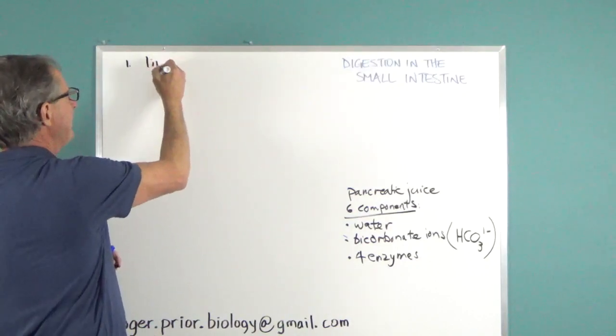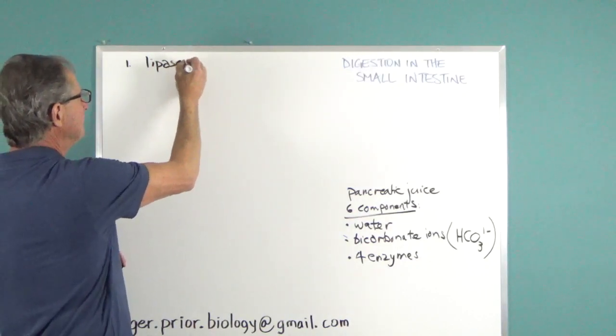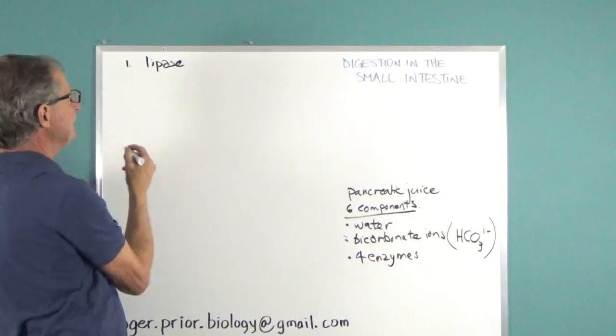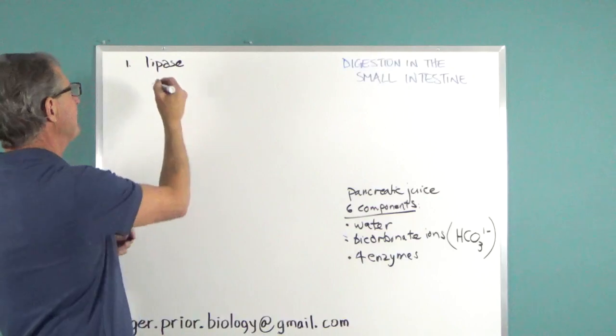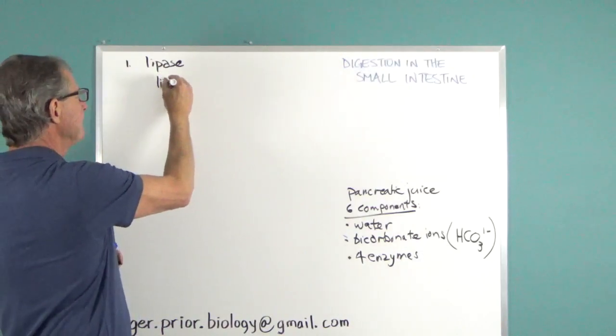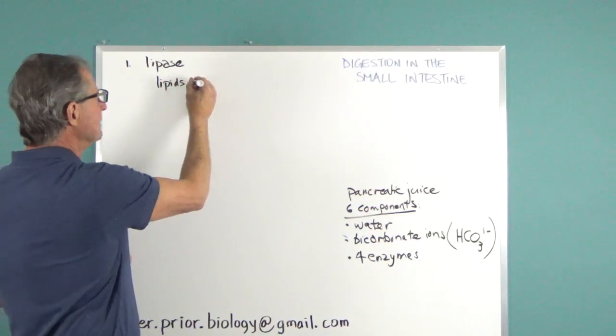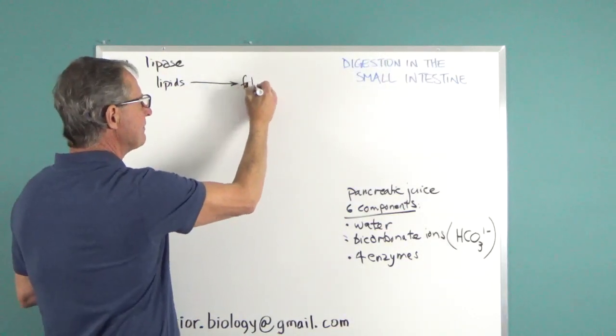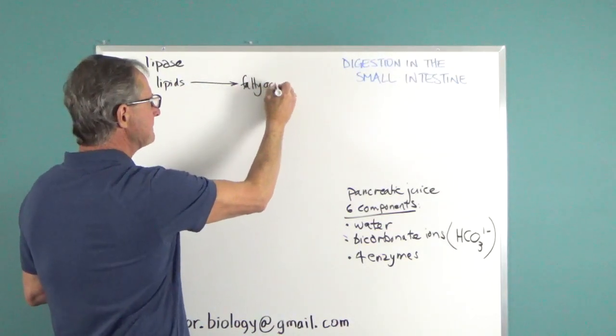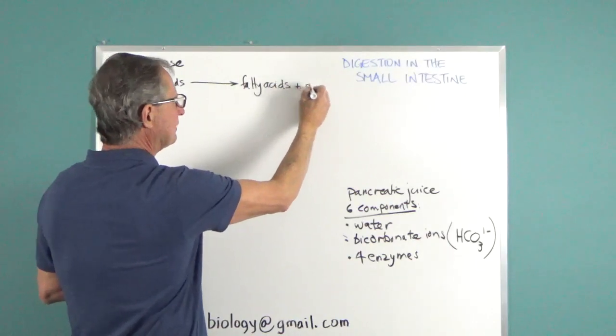Its name is lipase. And what lipase actually does is it takes the fat droplets with all the surface area, they're lipids, and it digests them into fatty acids and glycerol.